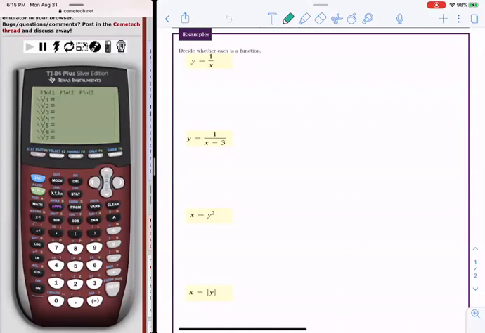Press y equals, and you should see that screen that's over there, and type the right-hand side, which is 1 over x. In the top right corner, you should see graph, and simply hit graph. And we see a function of that sort. I'll go ahead and draw that over here.